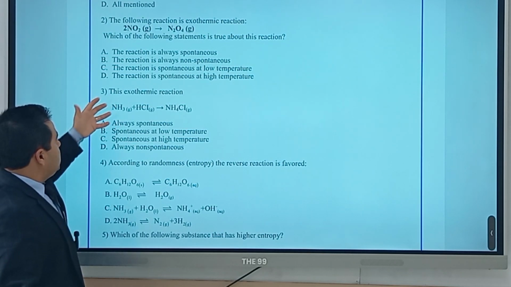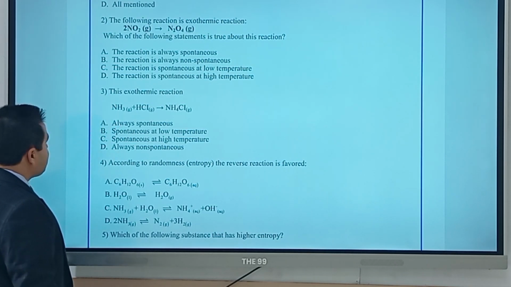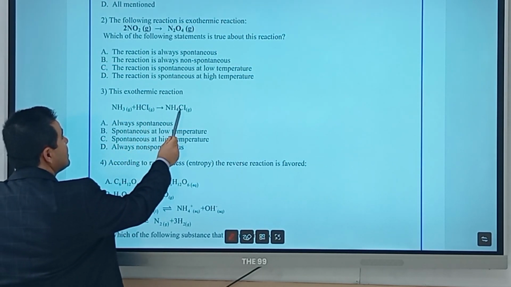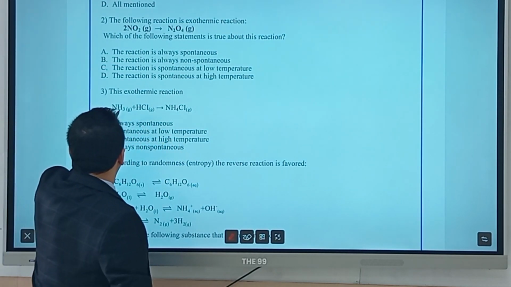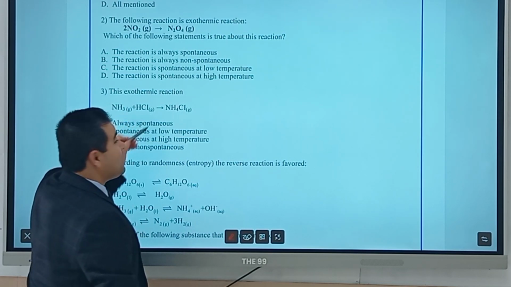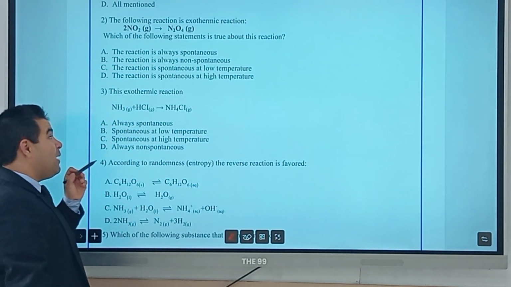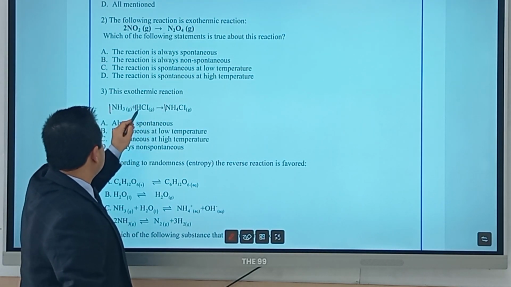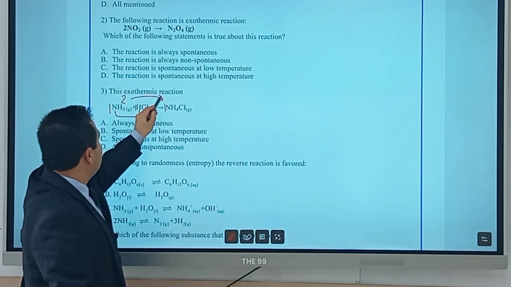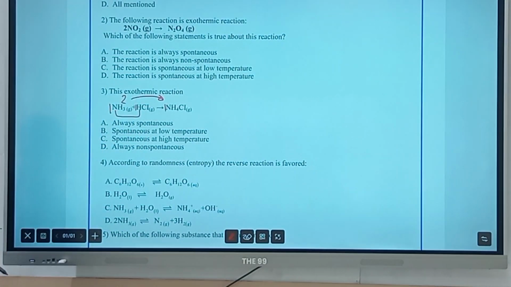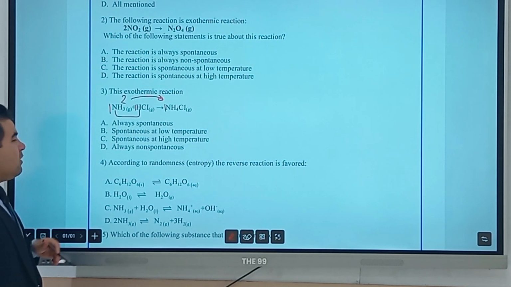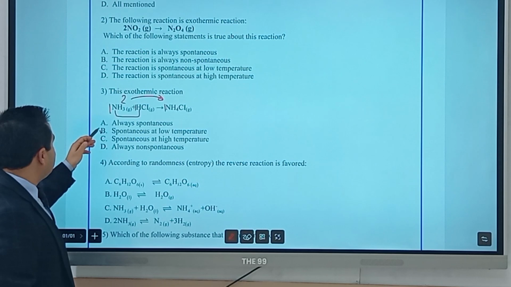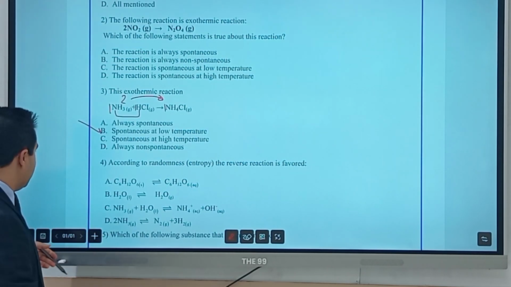This exothermic reaction, exothermic means negative enthalpy, and the gas goes to gas. The states cannot be used to determine the entropy, but the moles can. So how many moles do we have? 2 goes to 1 mole of the gases. That means a negative entropy as well. The same case as the other one. It's spontaneous at low temperature whenever both are negative, guys.